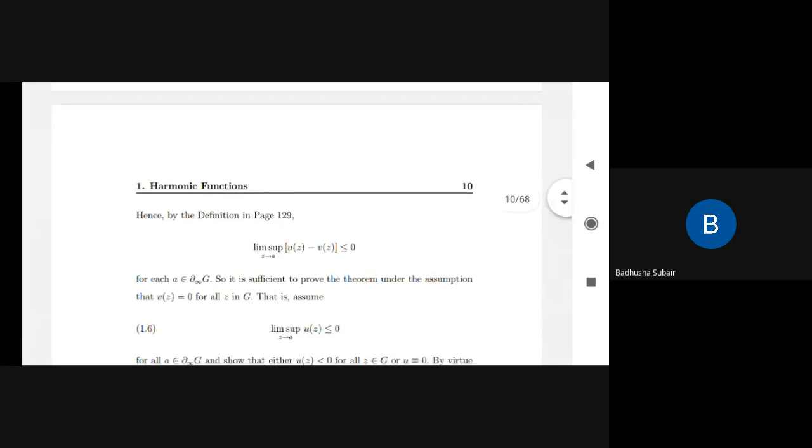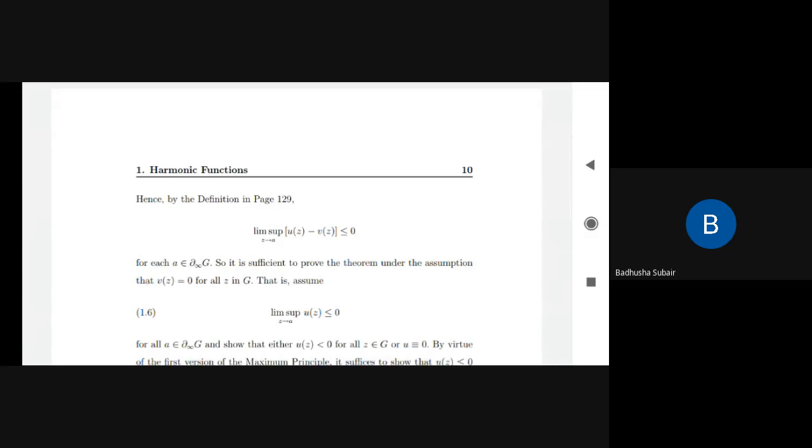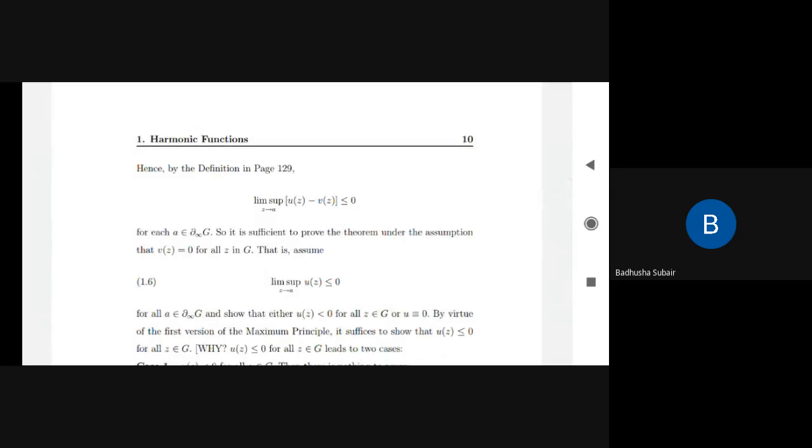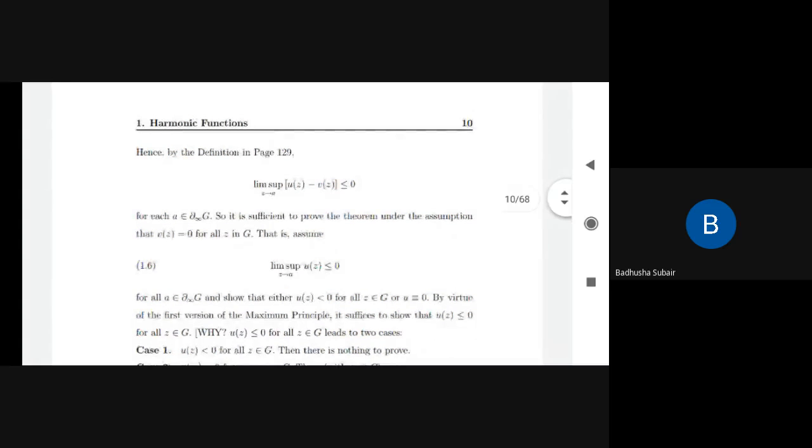That is, we get that the limit as Z tends to A of supremum of U(Z) minus V(Z) is less than or equal to 0 for each A belongs to ∂∞G. So, it is sufficient to prove the theorem under the assumption that V(Z) equals 0 for all Z in G. That is, we prove the theorem by taking the assumption that V(Z) is equal to 0 for all Z in G.